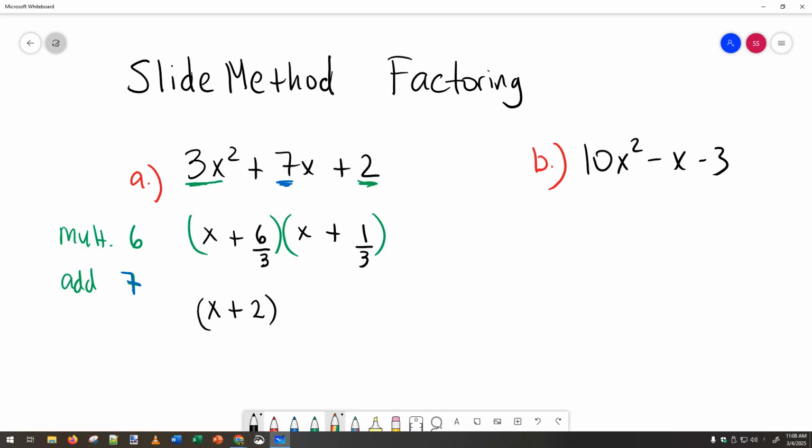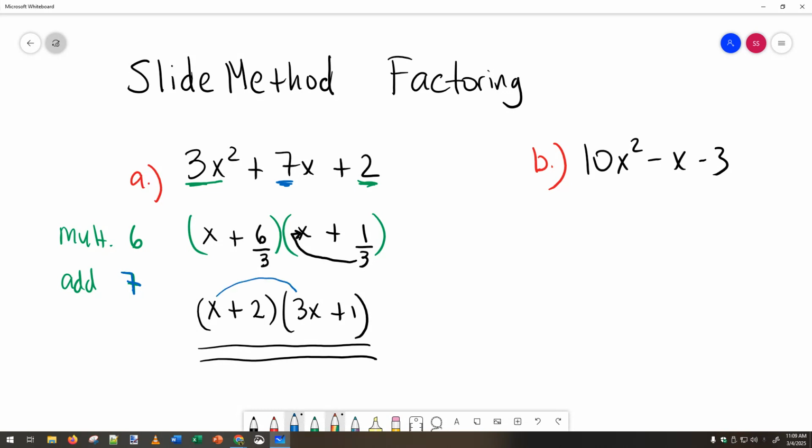And this is why it's called the slide method. I slide this up here when 1/3 doesn't reduce any further, and it becomes 3x plus 1. And now I have the correct factors, x plus 2 times 3x plus 1. When you remultiply using the FOIL pattern, first, outside, inside, last, it will go back to the original trinomial.